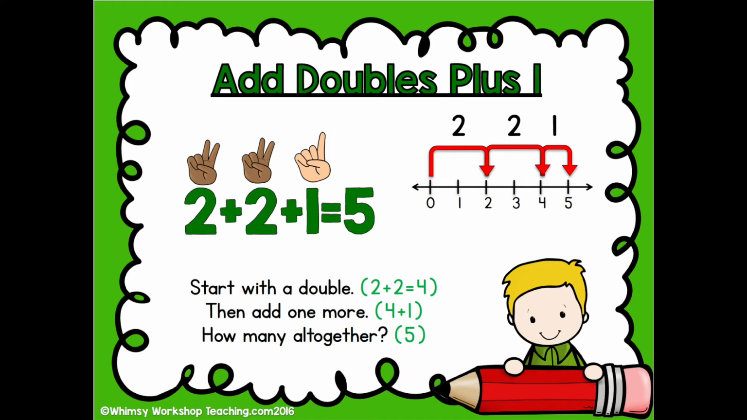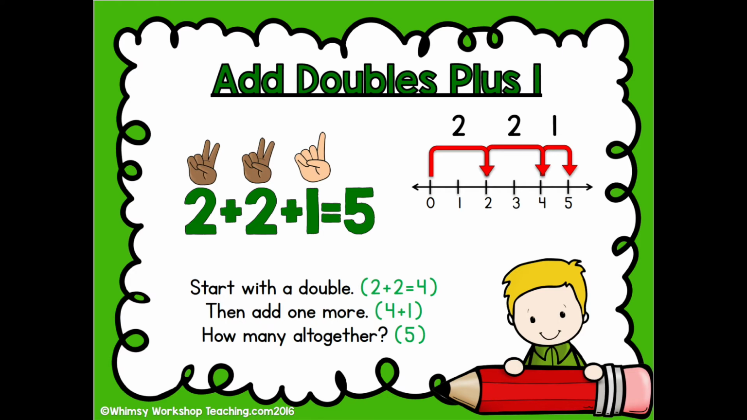Today's addition strategy is add doubles plus 1. Repeat after me. Start with a double. Then add one more. How many altogether? Those are our steps. We see in the example 2 plus 2. That's a double. We know 2 plus 2 is 4. Then we add one more. 4 plus 1 is 5. How many altogether? 5.